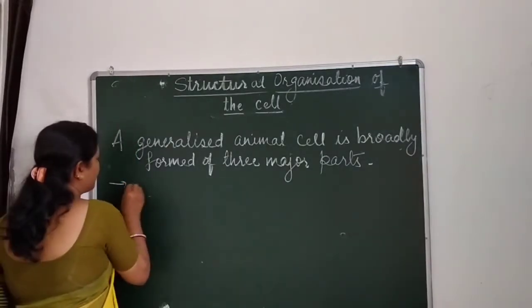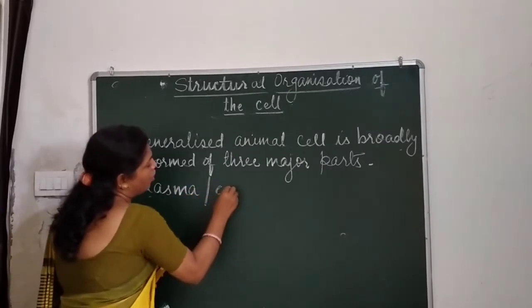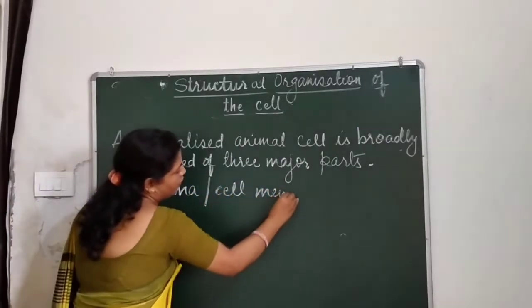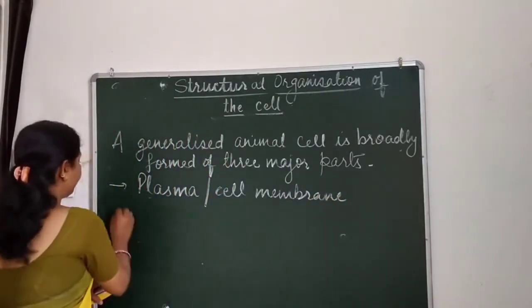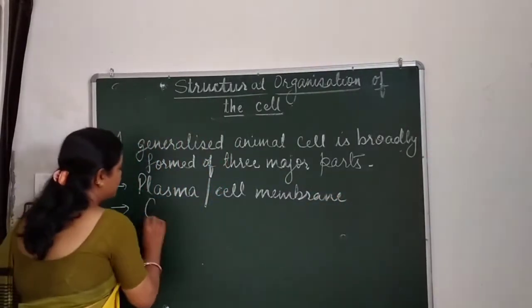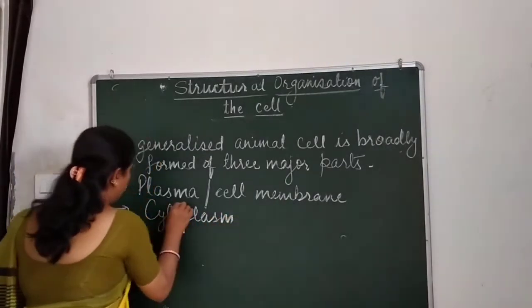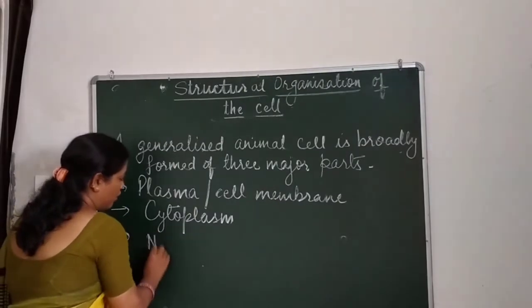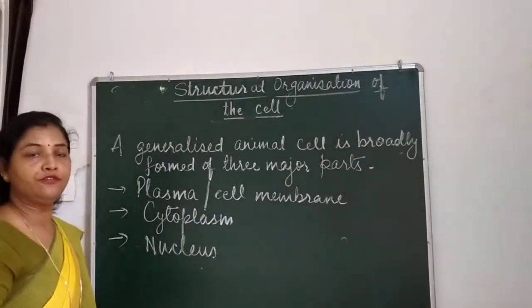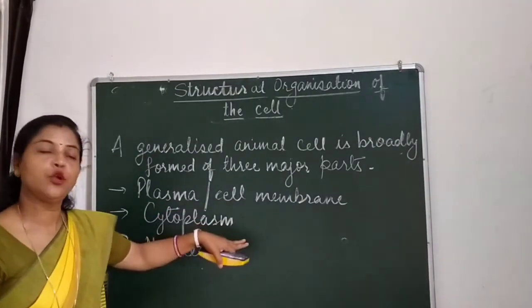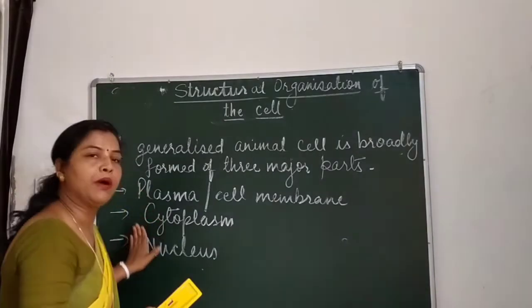What are those parts? They are the plasma membrane or cell membrane. That is the first one. The second one is cytoplasm, and one more part called the nucleus. These are the structural parts of an animal cell.